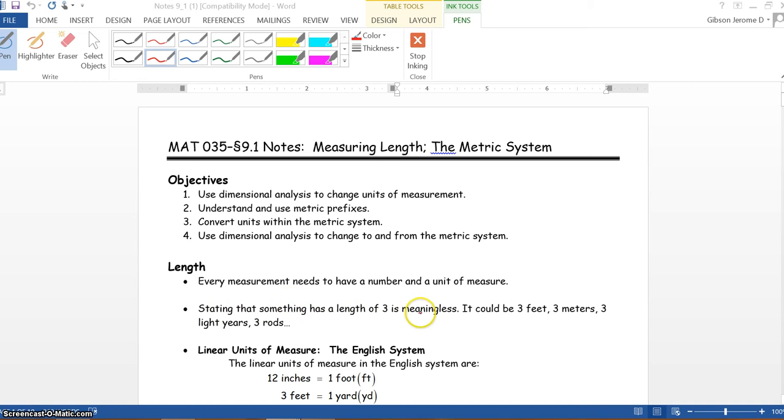Stating that something has a length of 3 is meaningless. It could be 3 feet, 3 meters, 3 light years, 3 rods, etc. Linear units of measure, the English system.